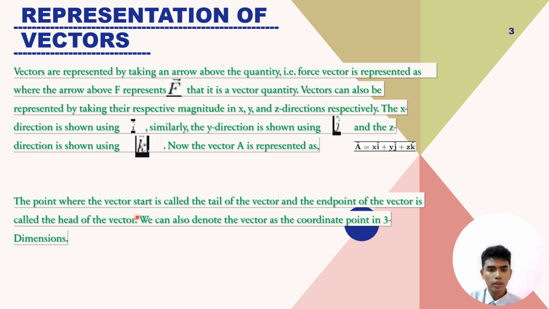Here, the point where the vector starts is called the tail of the vector, and the end point of the vector is called the head of the vector. We can also denote the vector as a coordinate point in three dimensions. So I hope you guys understand it.